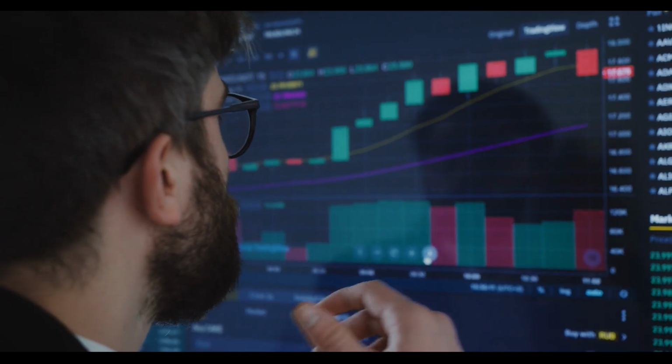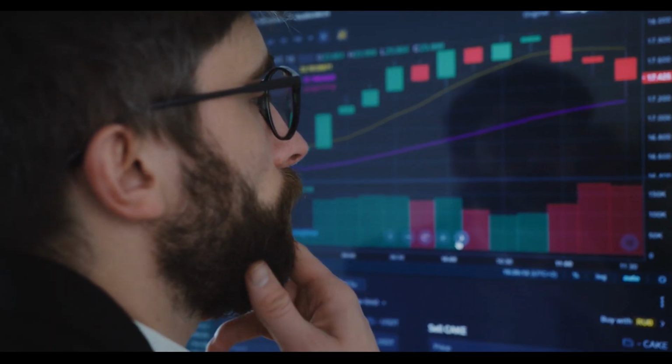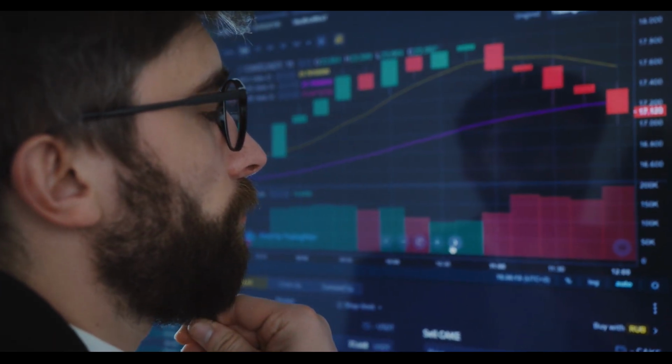Interpreting AI-generated stock insights is crucial to making informed decisions. Most stock screeners will provide a rating, often on a scale from 1 to 5. For example, a rating of 1 might indicate strong buy recommendations, while a rating of 5 suggests a sell.